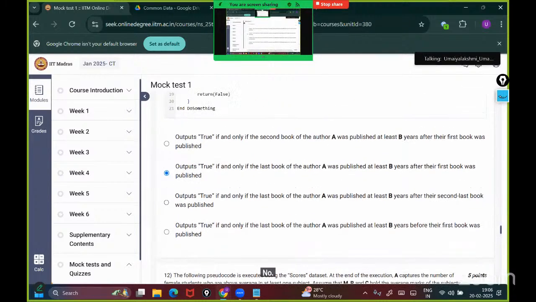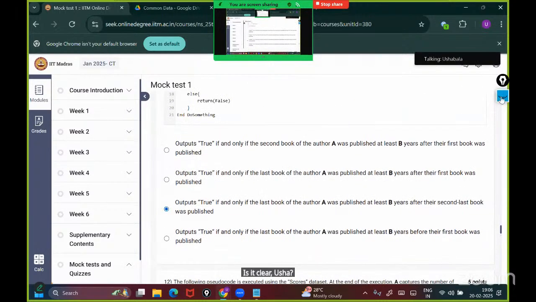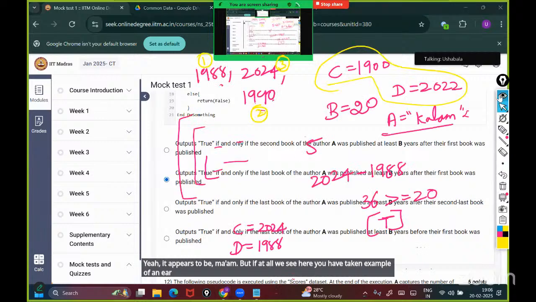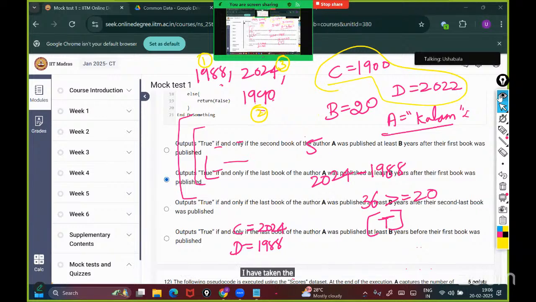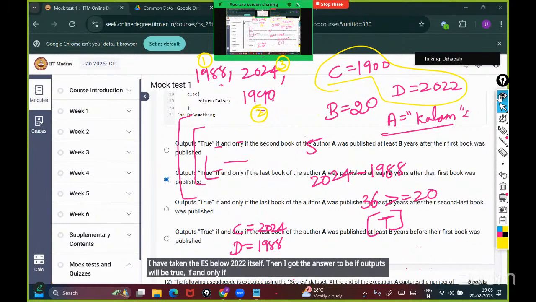Is it clear, Usha? Yeah, it appears to be, ma'am. But if at all here you have taken the example of the year 2024. Suppose we take, I mean, I have taken the years below 2022 itself. That is also fine. Then I got the answer to be: the output will be true if and only if the last book and the second last. That is how I got it.